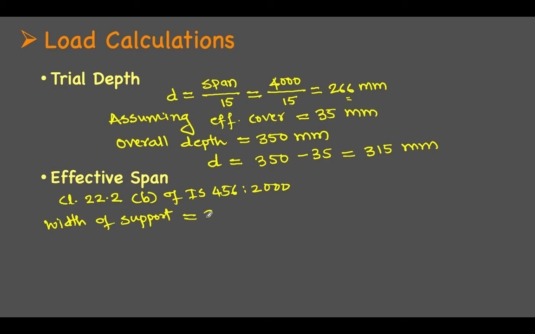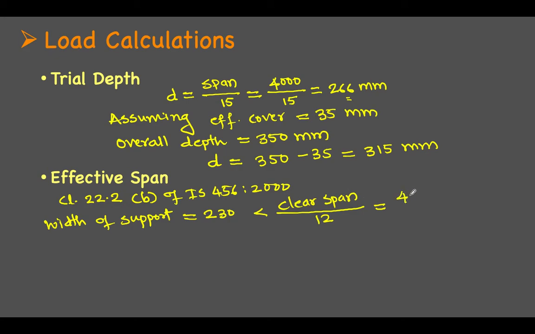If this width of support is less than clear span divided by 12 as per the codal provisions, then we will calculate the effective span like a simply supported beam. Though it is a continuous beam, if this criterion is satisfied, then we have to use clause 22.2a, which is for a simply supported beam, right? Now let us identify the clear span.